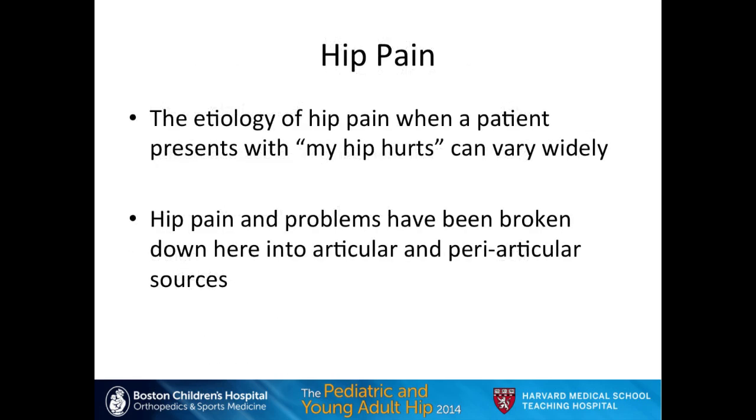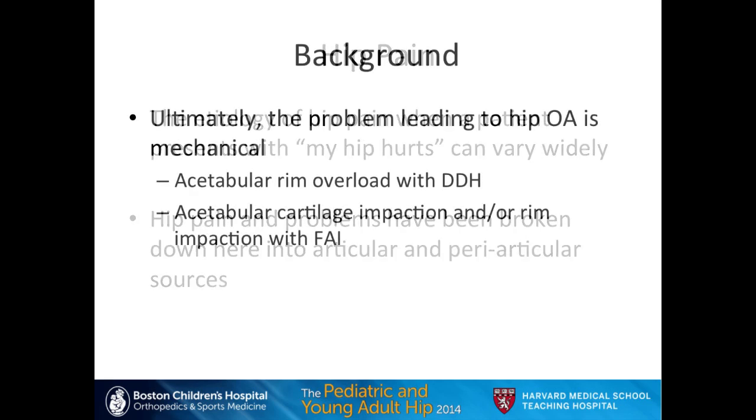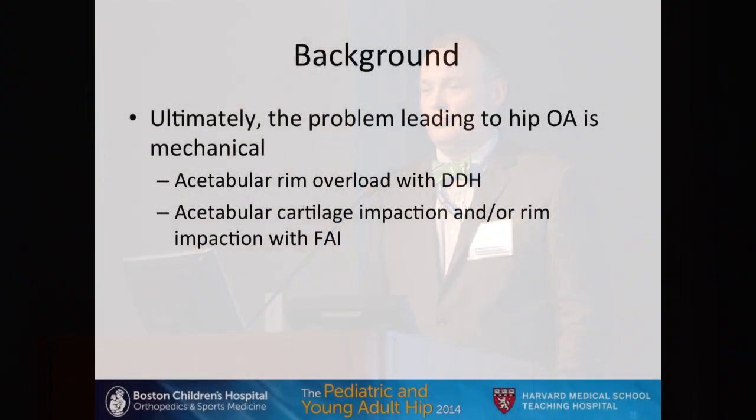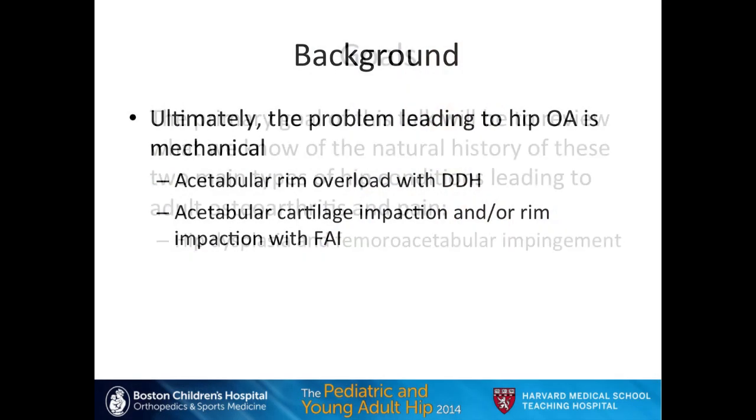So the etiology of pain when a patient presents to your office with the quote-unquote, my hip hurts, can vary widely. We've talked about extra-articular, peri-articular problems as well as articular problems. Ultimately, the problem leading to hip OA is a mechanical one, as Dr. Millis also alluded to. You've got acetabular rim overload with hip dysplasia. You also have acetabular cartilage impaction and/or rim impaction with femoroacetabular impingement. I hope this becomes a recurring theme as the day goes on. This is something you'll almost dream or have nightmares about tonight.